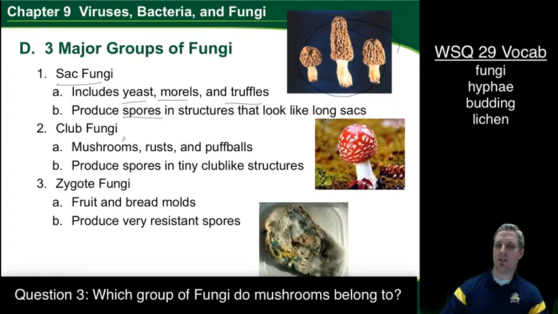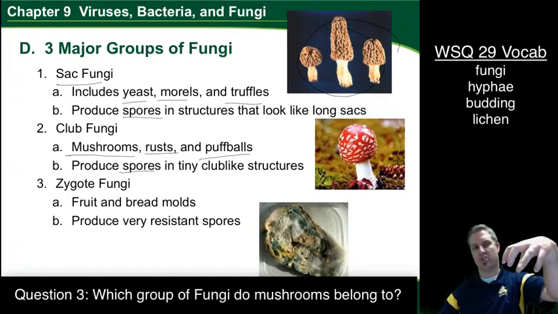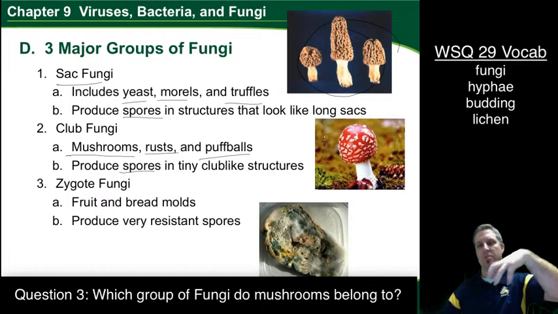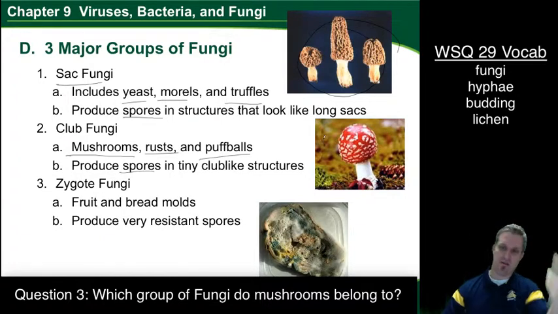You have club fungi. This would be mushrooms and rusts and puffballs. I hope you like my little Super Mario Brothers mushroom here. These produce spores in club-like structures. As we saw in the first image, the spores will be produced in the cap, and then they'll fall to the ground, and that's how those particular organisms reproduce.